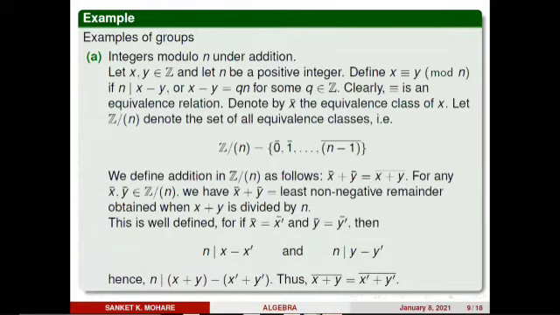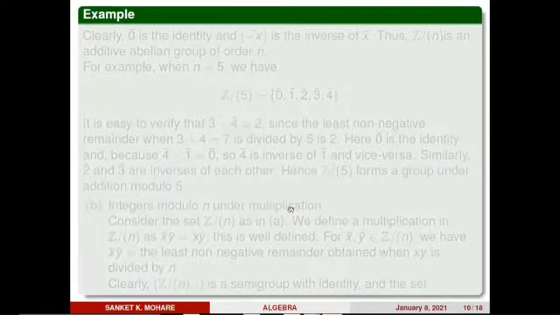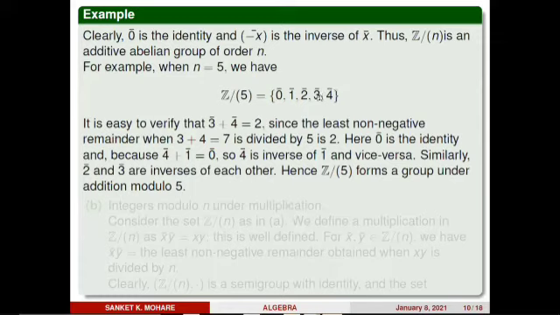Now under addition, the binary operation is defined as conjugate x plus conjugate y is equal to conjugate of x plus y. And conjugate of x plus conjugate of y is nothing but the least non-negative remainder obtained when x plus y is divided by n. Suppose I pick two elements, conjugate 3 and conjugate 4. It is easy to verify that conjugate 3 plus conjugate 4 is equal to conjugate 2. After dividing 3 plus 4 by 5, I got remainder 2. That's why conjugate 3 plus conjugate 4 is conjugate 2, since the least non-negative remainder when 3 plus 4 equals 7 is divided by 5 is 2.